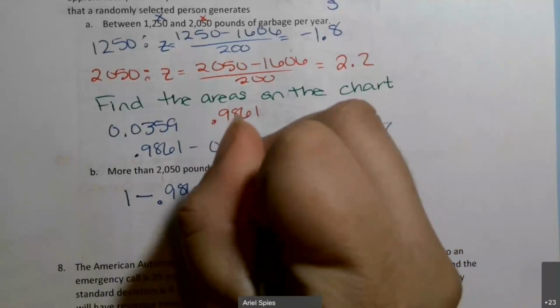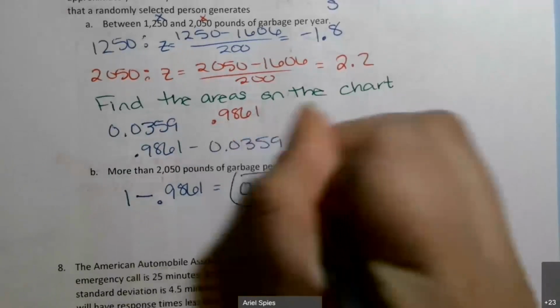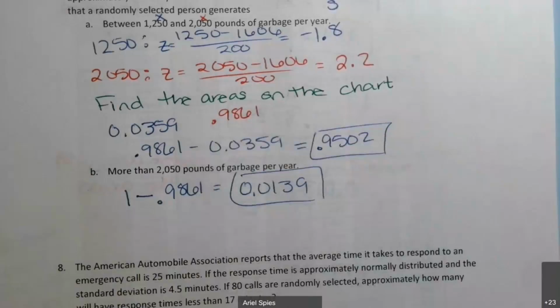And this one gives us 0.0139. So a little more than 1% of people use that much garbage or waste that much garbage. Questions on this problem?